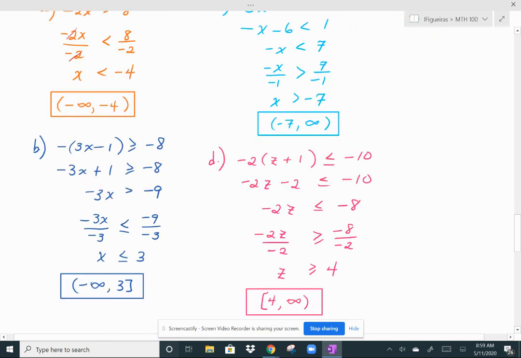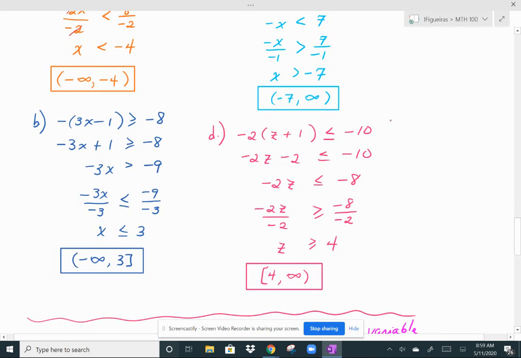All right, here's D. We want to solve negative 2 times z plus 1 less than or equal to negative 10. So first I distributed the negative 2, so I have negative 2z minus 2 is less than or equal to negative 10. Add 2 to both sides, you get negative 2z is less than or equal to negative 8. Divide both sides by negative 2, and again, once you do that, my less than or equal to becomes a greater than or equal to. Simplify, and you get that z is greater than or equal to 4.